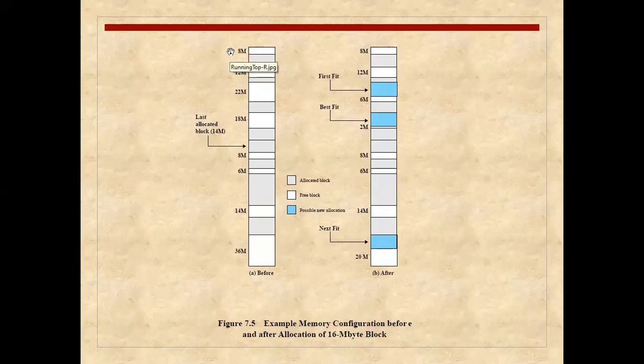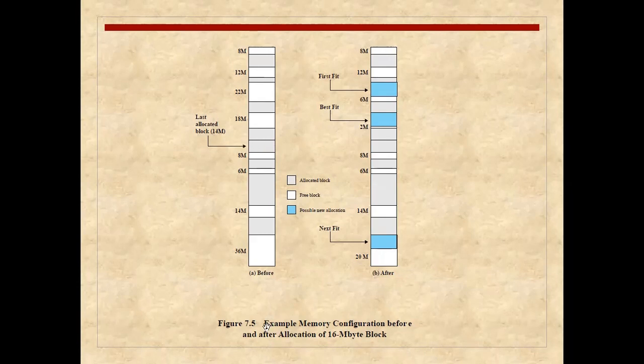Whatever numbers are written, 8 MB, 12 MB, 22 MB, 18 MB, 8 MB, 6 MB, 14 MB, 36 MB, those are free spaces. In white, these are free spaces, and in the shaded area, there are already some processes. The last process we have allocated is at this shaded region. The last process we have just placed here at this position.